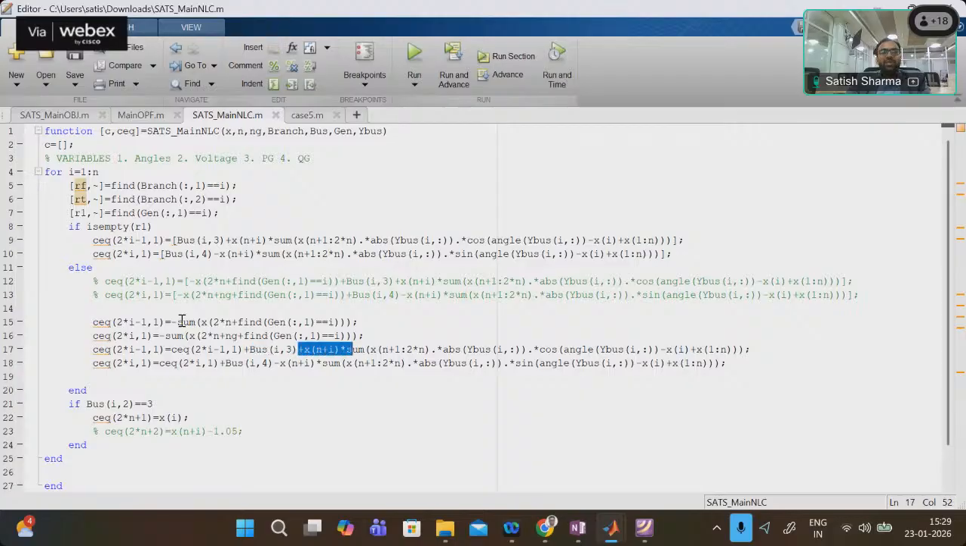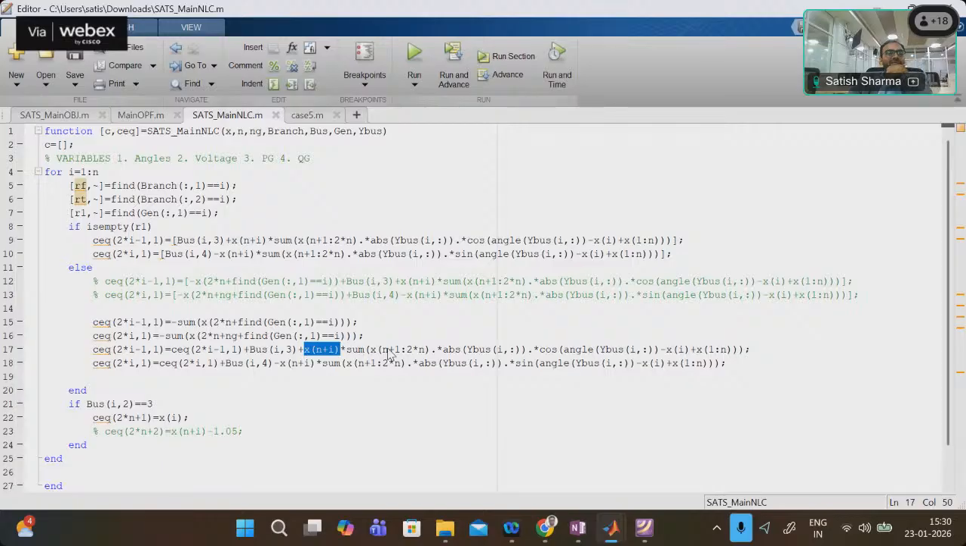Then we have Pij. This entire thing is Pij, it is the sum over j of vi vj yij cos(theta ij minus delta i plus delta j). You can use a loop if you are not comfortable with this kind of writing, but instead of a loop, I have used a single line expression where vi is taken out. This is vi because the starting entries are angles, and then the ith point will be the voltage.